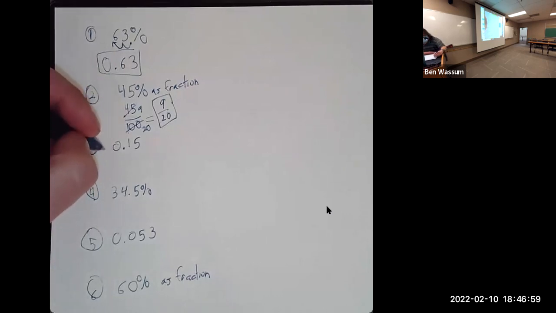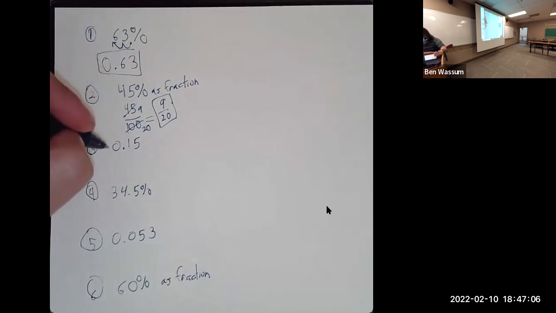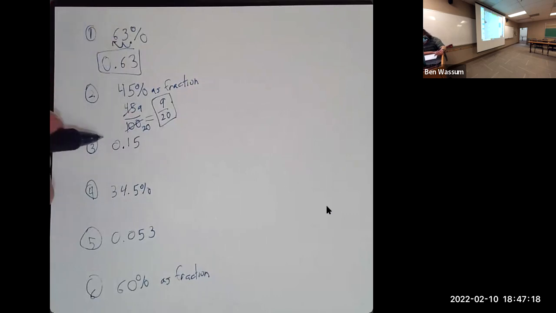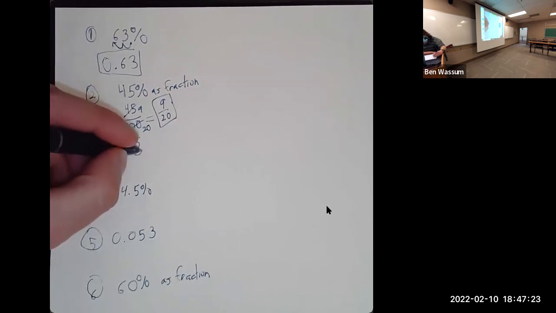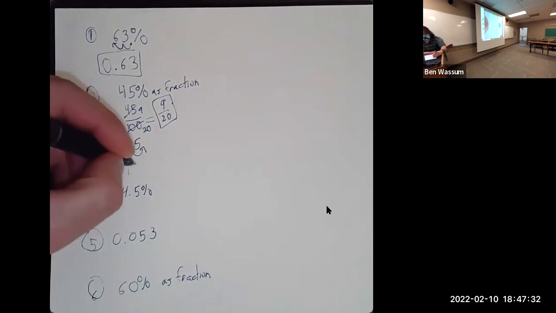All right, well, on number 3, we're back to converting to a percentage. So if we're converting this one to a percentage, we're just going the other way as we did on number 1. Number 1, we were converting from a percentage to a decimal, so we moved that decimal over to the left. Well, in this case, we're going to a percentage, so we're going to move this guy to the right. That's going to give you 15%.